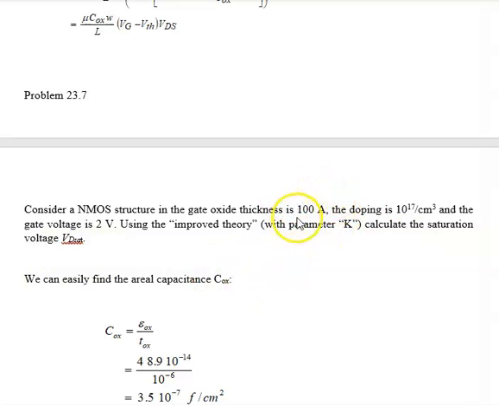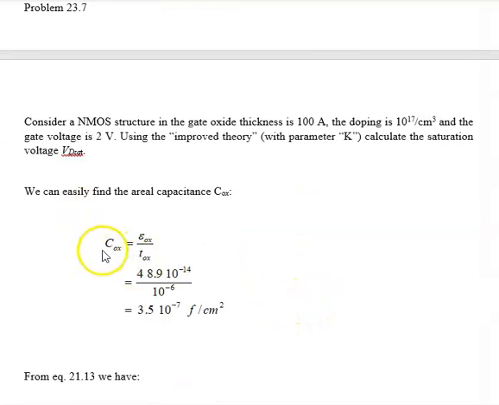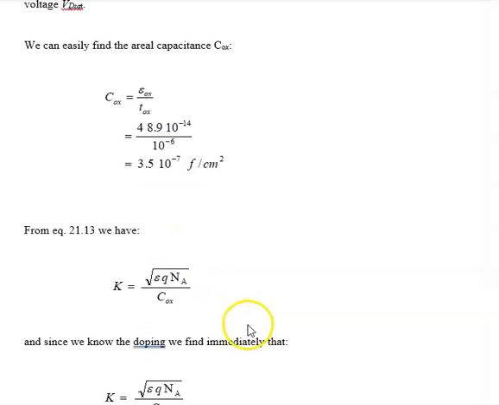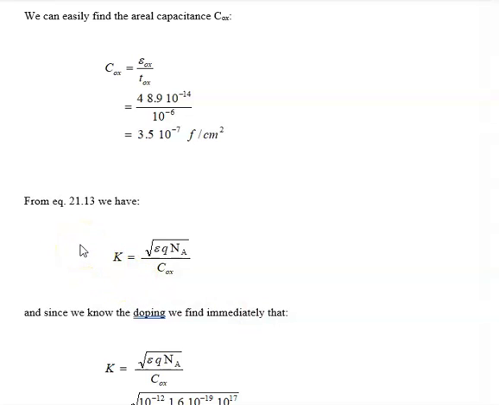Well, whenever we have a gate oxide, the first thing we do is calculate the areal capacitance, Cox. So there it is, just the permittivity of the oxide divided by Tox, which is 10 to the minus 6 centimeters, that's 100 angstroms. And notice now that we're using the permittivity of oxide, not of silicon, and this is the permittivity of free space in the CGS system. So we get 3.5 times 10 to the minus 7 farad per square centimeter. So now we go back to chapter 21, question 21.13.